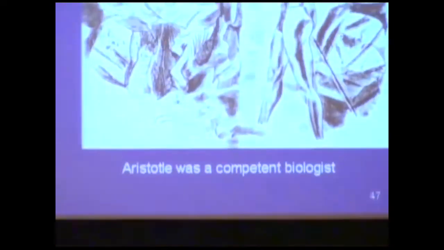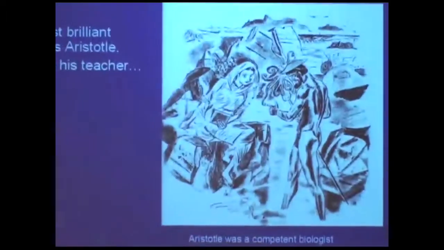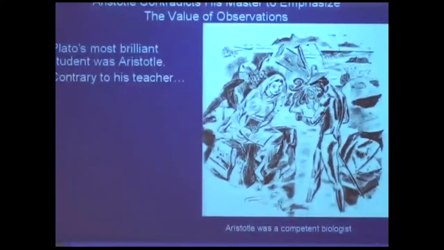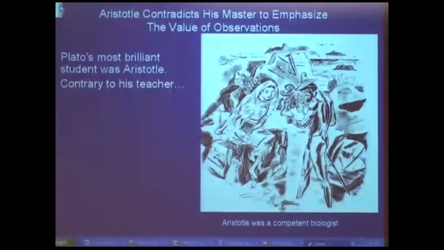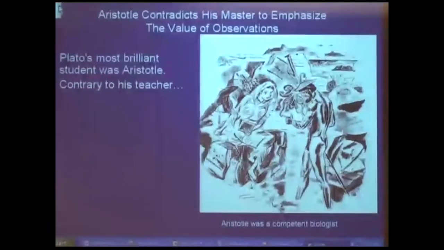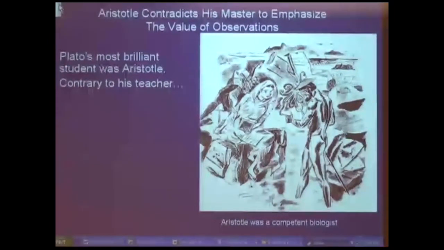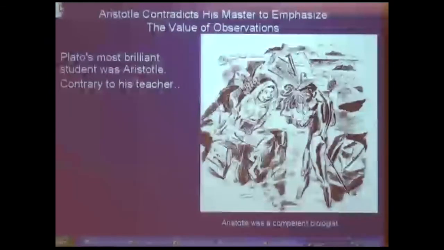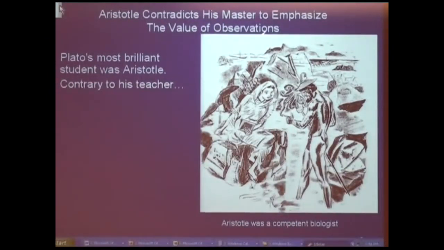Now, Plato's student, one of his most brilliant students, actually the most brilliant student, was this guy by the name of Aristotle. And Plato taught his students to think for themselves. And Aristotle took that example to heart, and he said, Plato, you're wrong. Contradicting his master, he emphasized the value of observations.